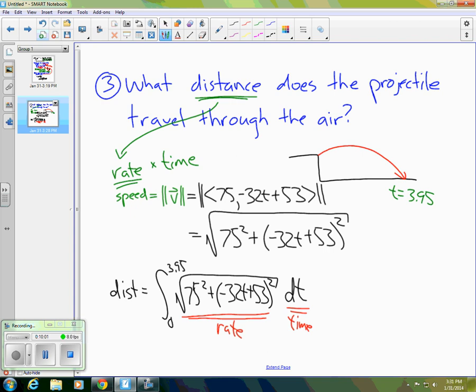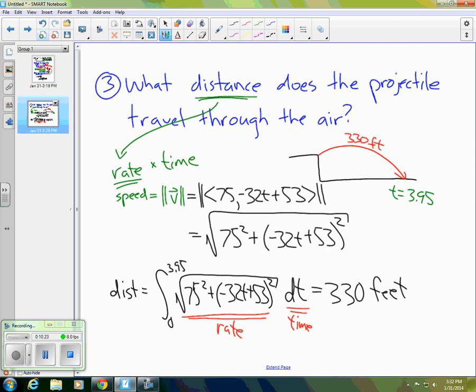Now this integral is kind of a pain to do by hand, so I went ahead and did it using some software, and we end up getting 330 feet. That's the distance the projectile traveled through the air. Now remember, so that would be where on our picture? That would be 330 feet.